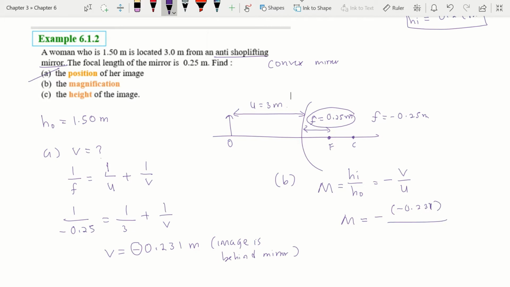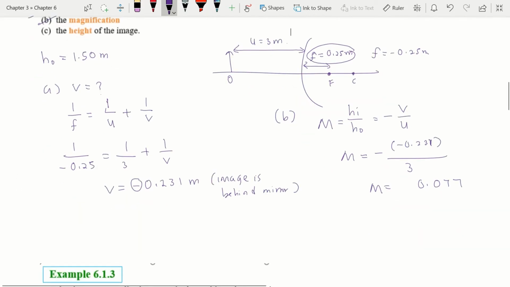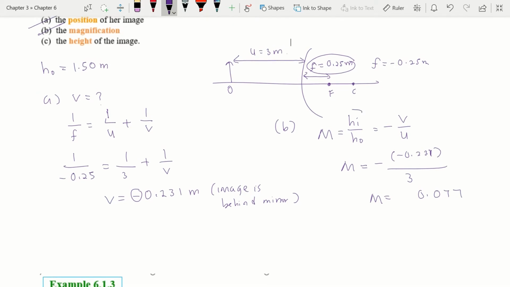So you will get your magnification is 0.077. Now we need to look for the height of the image. How do we look for the height of the image? We can use this formula. Magnification equals height of image divided by height of object. So our height of image, we are going to look for it, and we know our height of object is 1.5. And what about our magnification? Our magnification is 0.077. So your height of image is 0.12 meter. Okay?